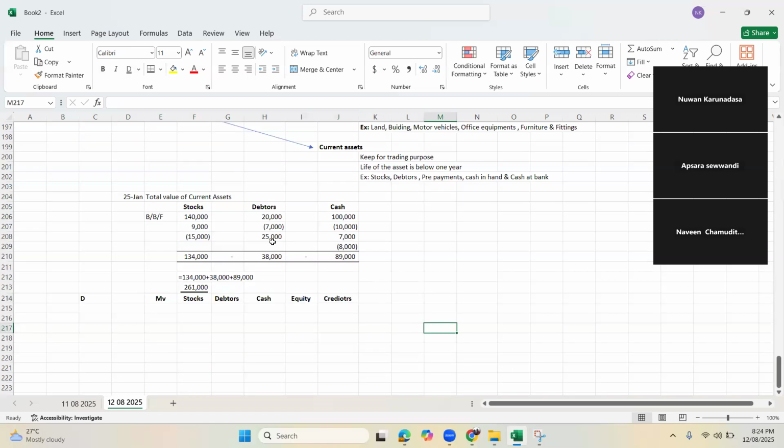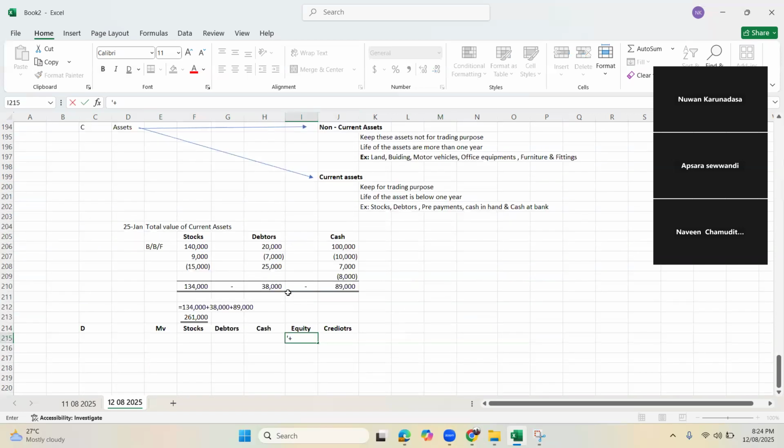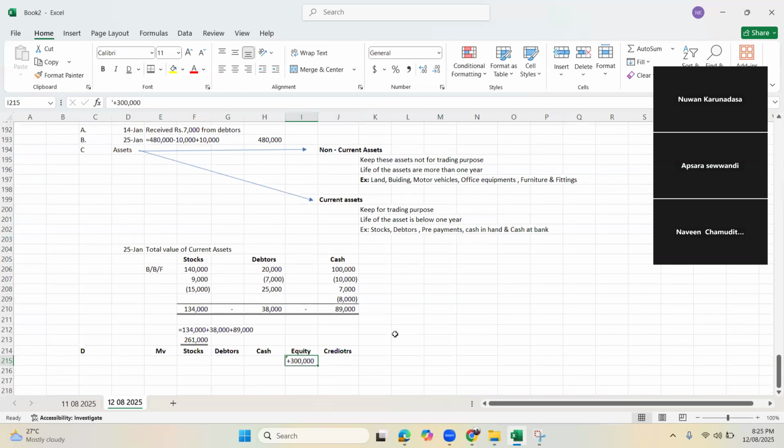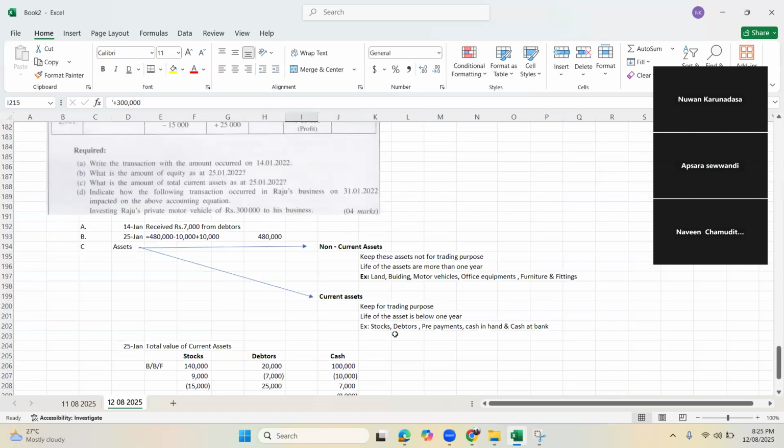Naveen? Equity increase. Perfectly correct. Plus 300,000. What else? Cash decrease? Why? We are paying for the motor vehicle? No, we don't pay. Investing Raju's private vehicle. Raju has a personal vehicle at his house, and that vehicle is being transferred to the business. No change in the cash.